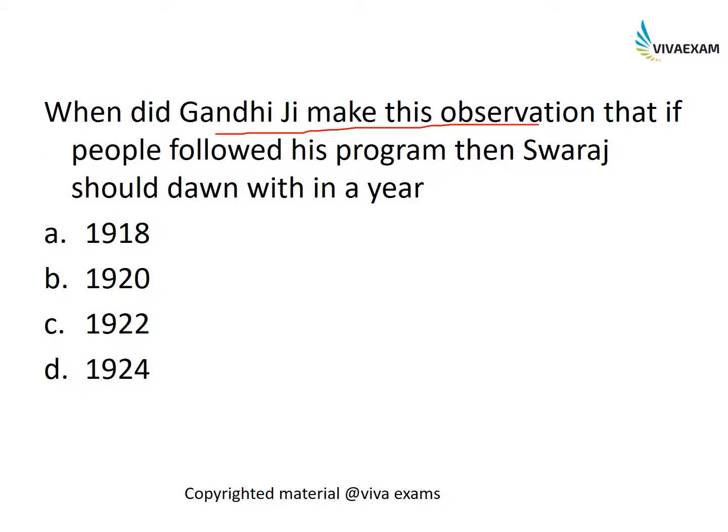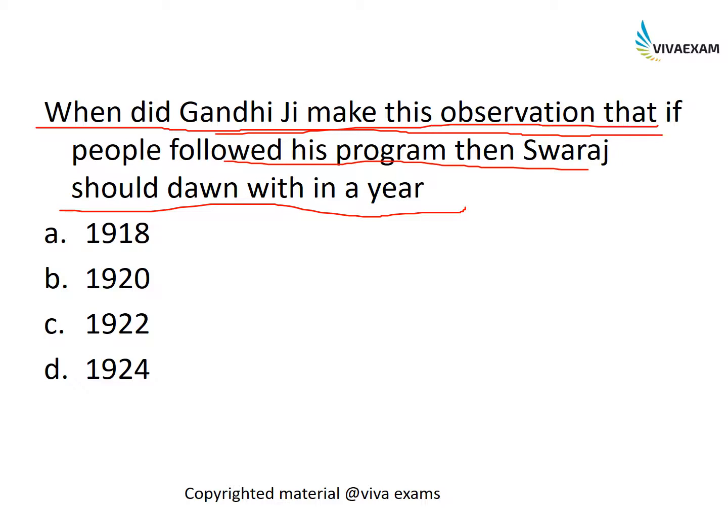When did Gandhiji make this observation that if the people followed his program, then Swaraj should dawn within a year? So basically Gandhiji thought that this could happen once again, just like it had happened before as well. And Gandhiji made this observation that Swaraj can be attained within a year if properly followed. He was pretty hopeful actually. So this was in 1920, before he started the non-cooperation movement.